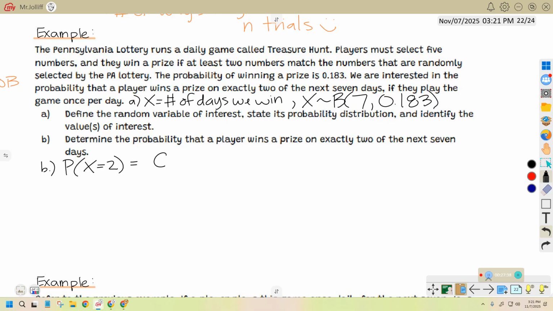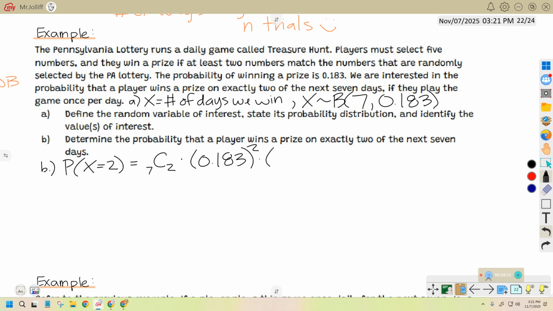N is my number of trials. How many trials am I doing? 7. How many times do I want this player to win? Twice. So I'm looking for the number of ways to win 2 days out of 7 trials. Times the probability of success, 0.183, raised to the number of successes, which is 2. I'm going to square it. Times.